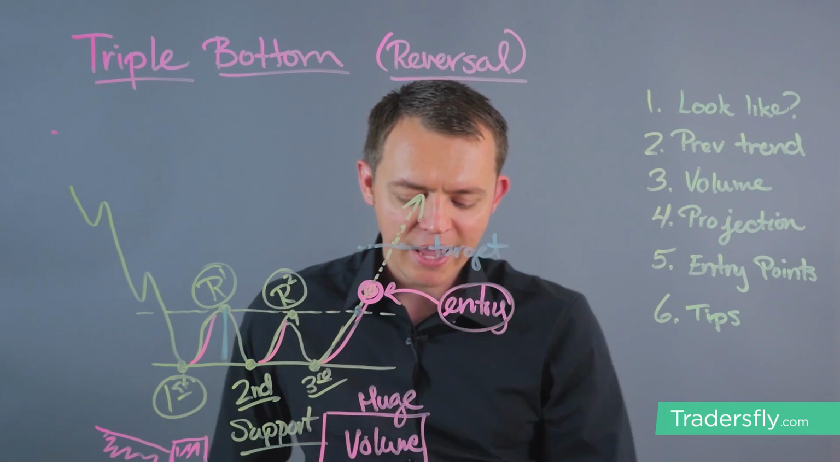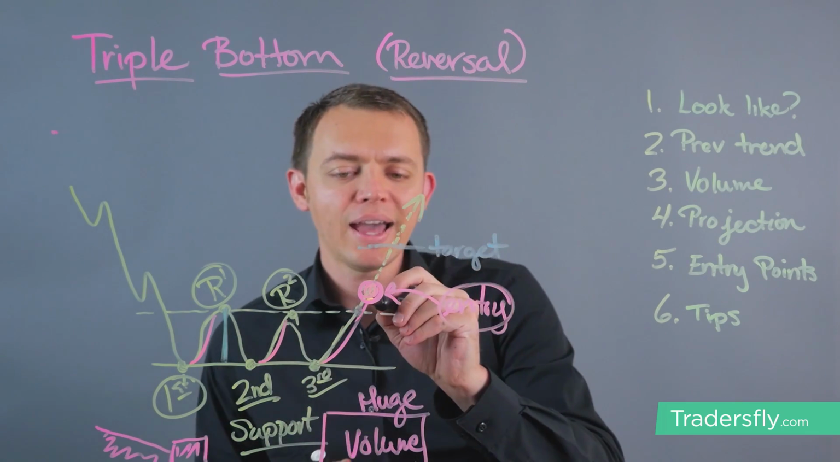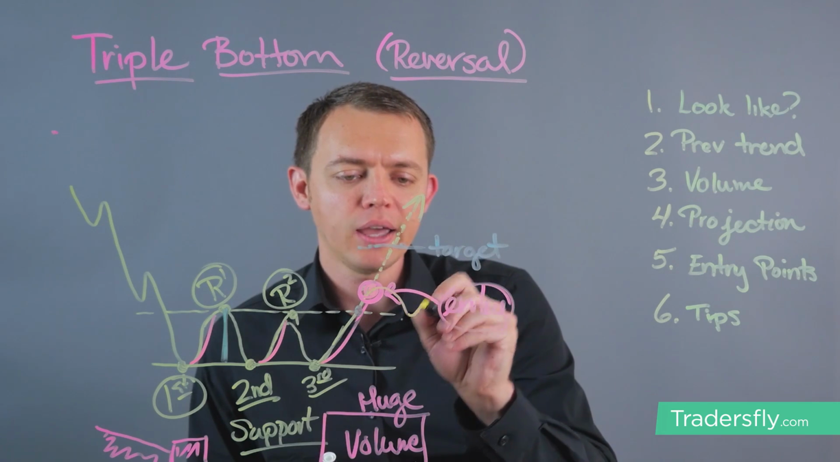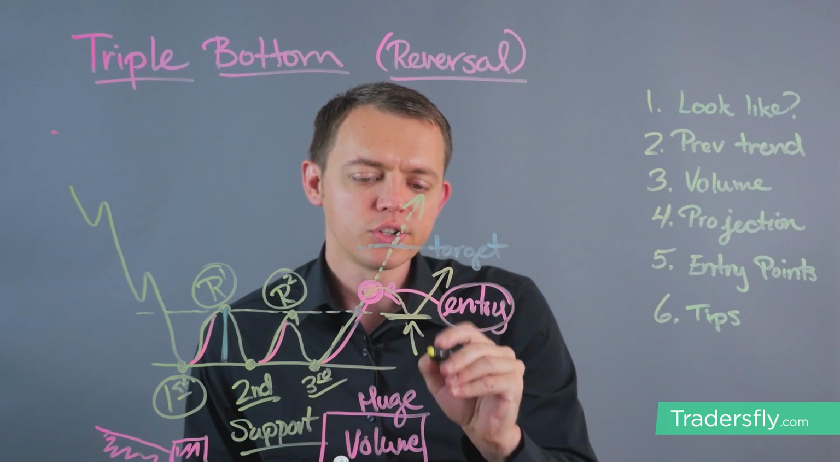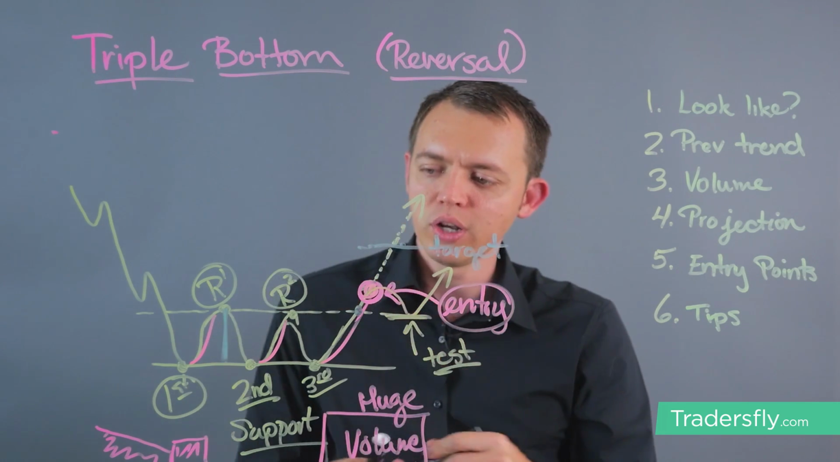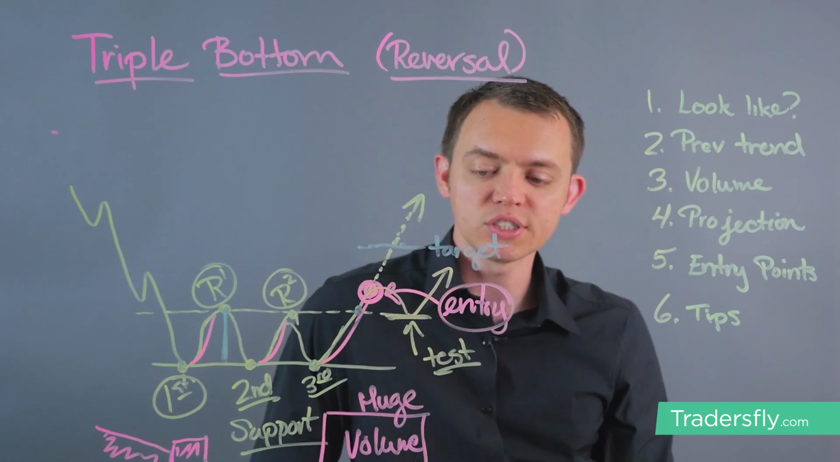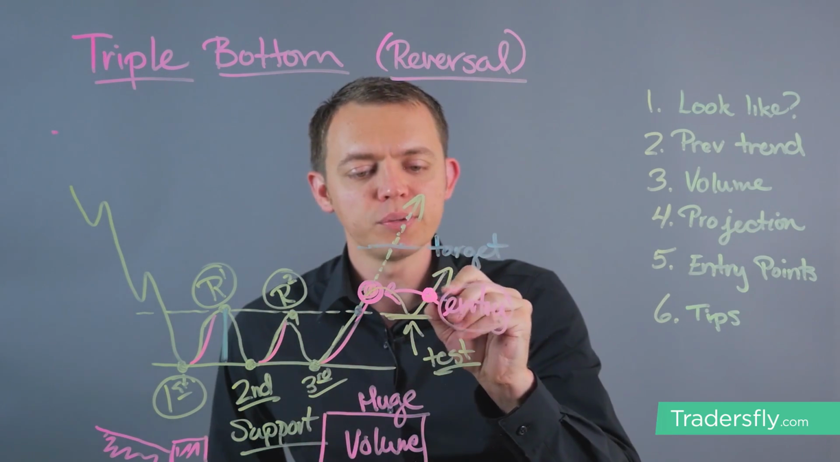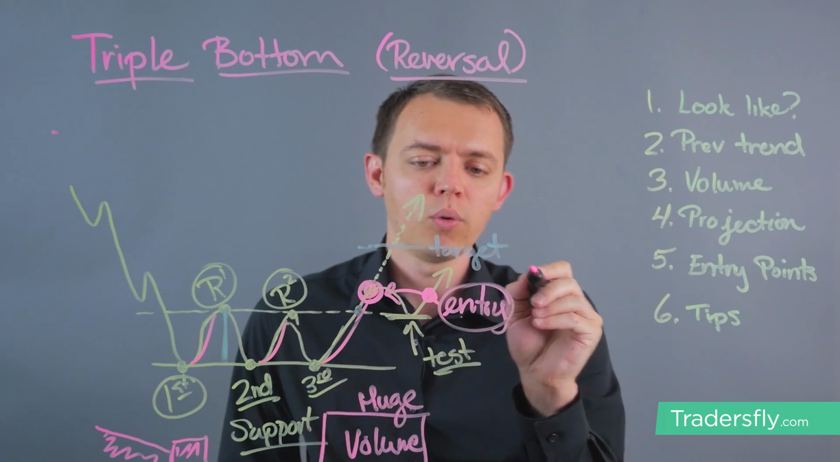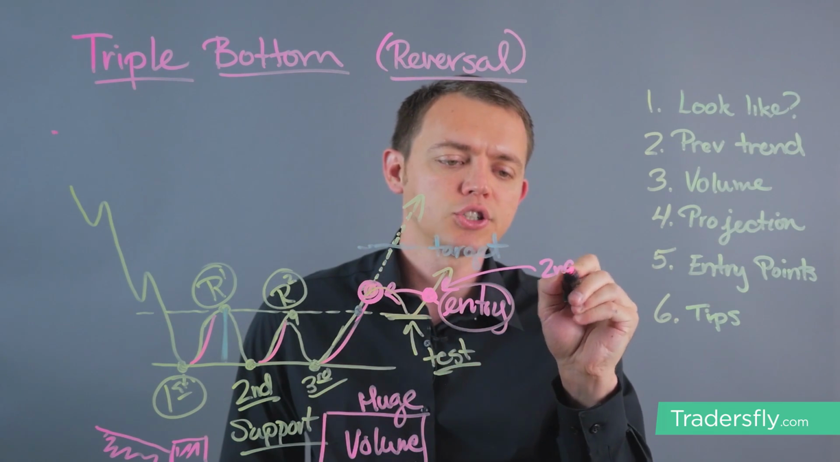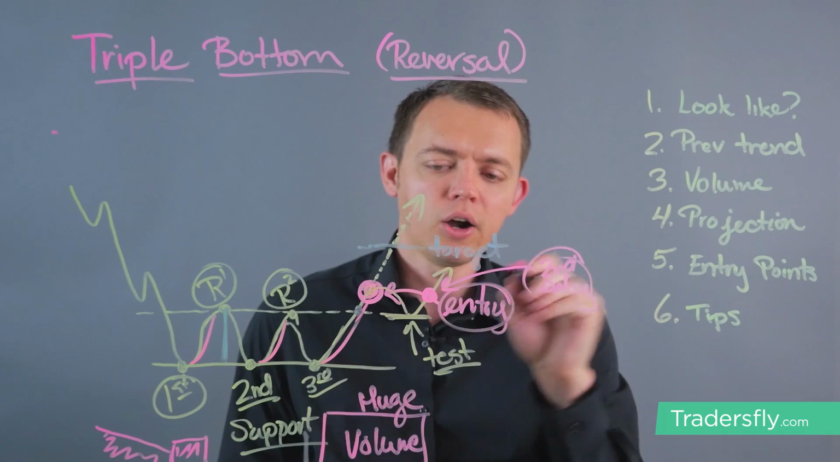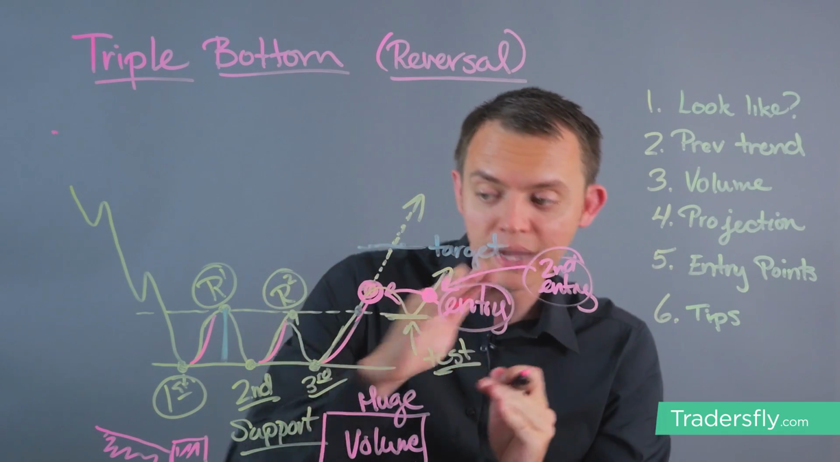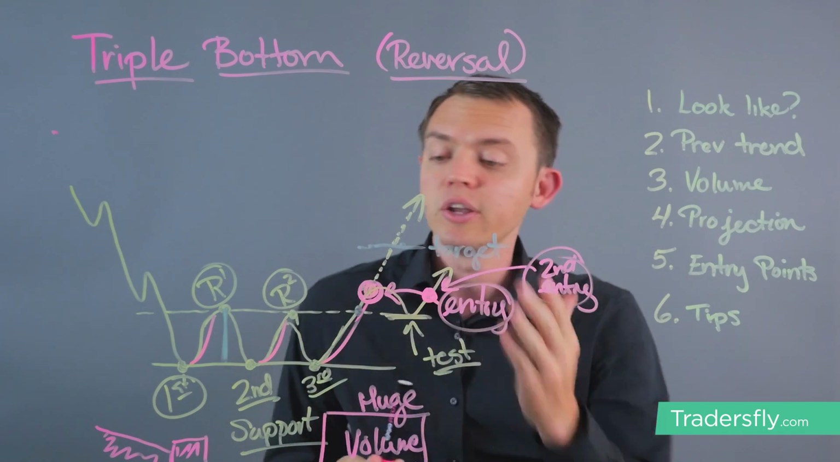Sometimes these patterns will come back and retest. They're testing that support level, because before it was resistance, now it's support. And when that bounces, that could be an entry point right there. So if you missed entry point 1, your second entry point could be right there on the next bounce as you come back to retest that level.